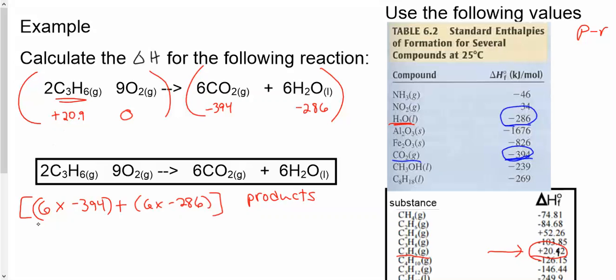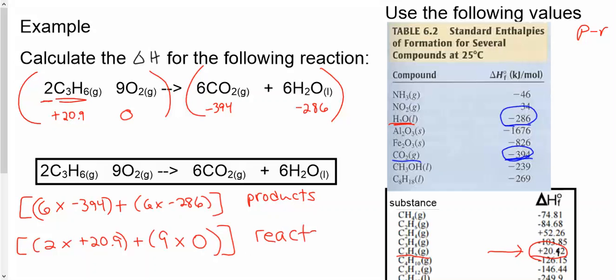Do the same thing for our reactants. We have 2 moles of C3H6, 2 times positive 20.9, plus we have 9 moles of oxygen, which has a standard enthalpy of formation of 0. If we add those, that'll be for our reactants. And then we're just going to subtract our reactants from our products.